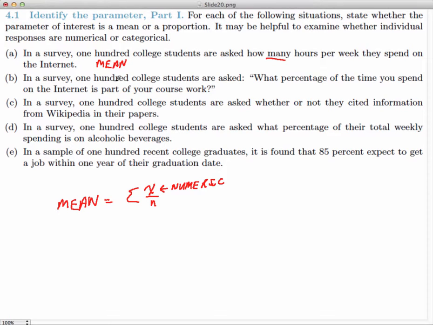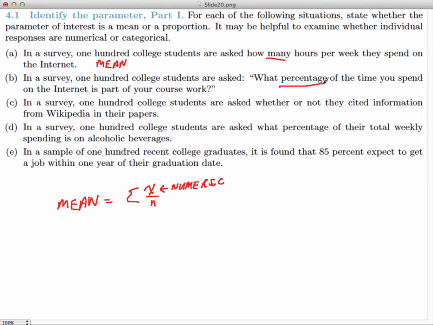Okay, in one survey, 100 college students were asked what percentage of the time do you spend on the internet as part of your coursework. So what are these people giving you back in part B? What are they reporting to you? They're reporting to you a number, aren't they? A percentage. And you can take those percentages and you can average them, and so you can get back what the average percent is. Now that one's a little bit mean.